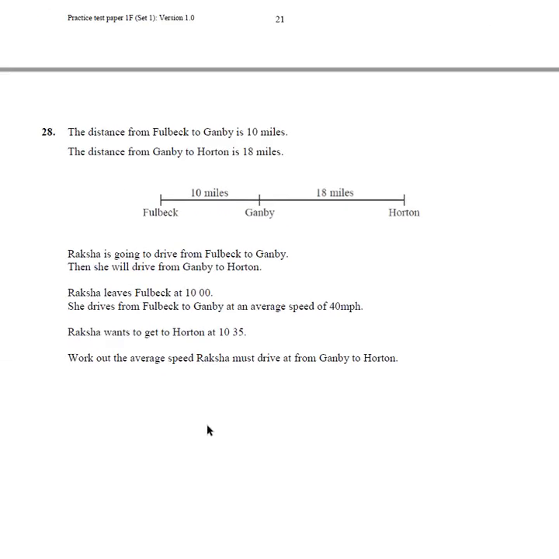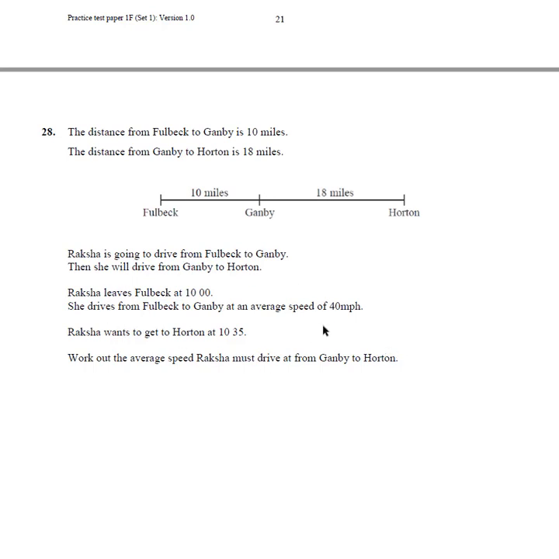Question 28. The distance from Fulbeck to Gamby is 10 miles. The distance from Gamby to Horton is 18 miles. Raksha is going to drive from Fulbeck to Gamby, and then she will drive from Gamby to Horton. Raksha leaves Fulbeck at 10 o'clock. She drives from Fulbeck to Gamby at an average speed of 40 miles per hour. She wants to get to Horton at 10:35. Work out the average speed Raksha must drive at from Gamby to Horton.